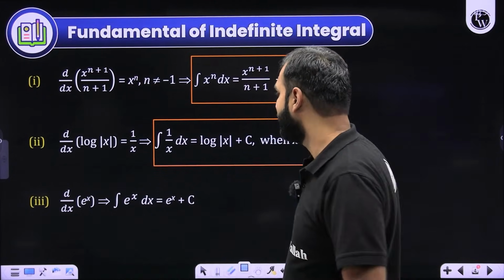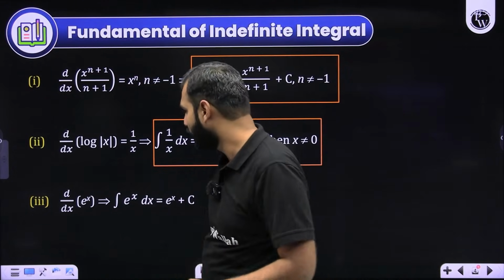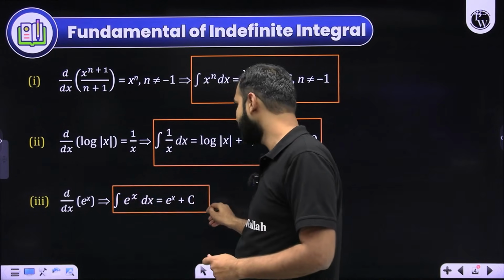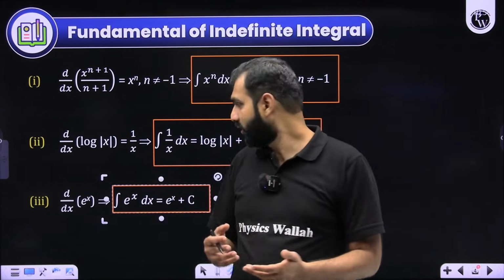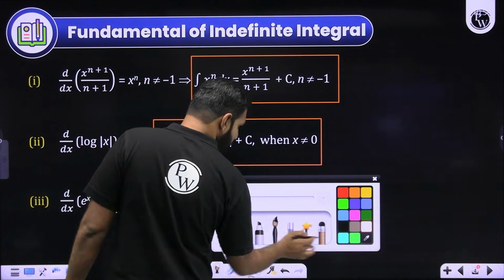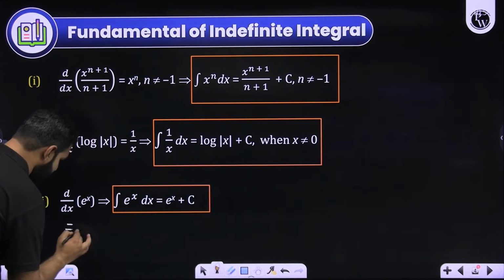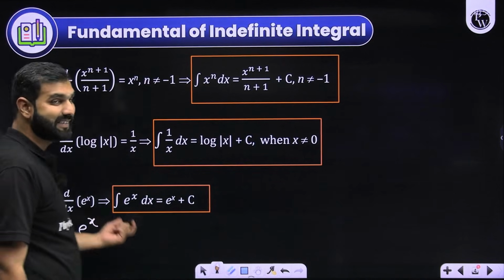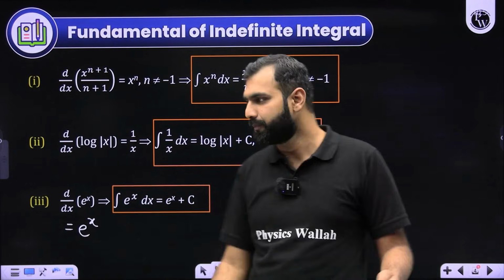Now, moving ahead with that, e to the power x. What a beautiful concept, what a beautiful expression, what a beautiful function it is. For e to the power x, the derivative is also e to the power x. So we know that d/dx of e to the power x is e to the power x. Hence, e to the power x when integrated should give you e to the power x.